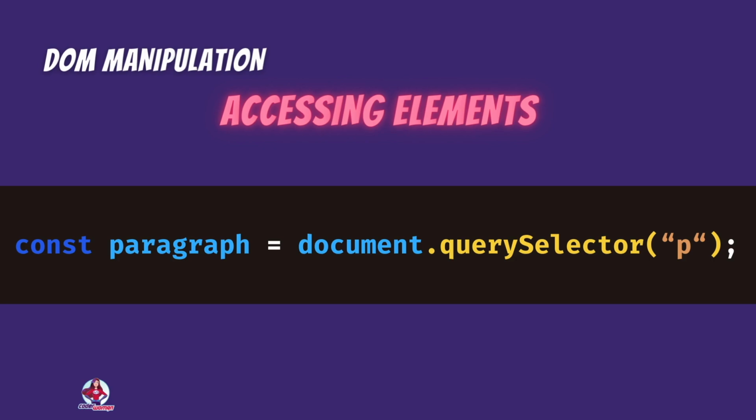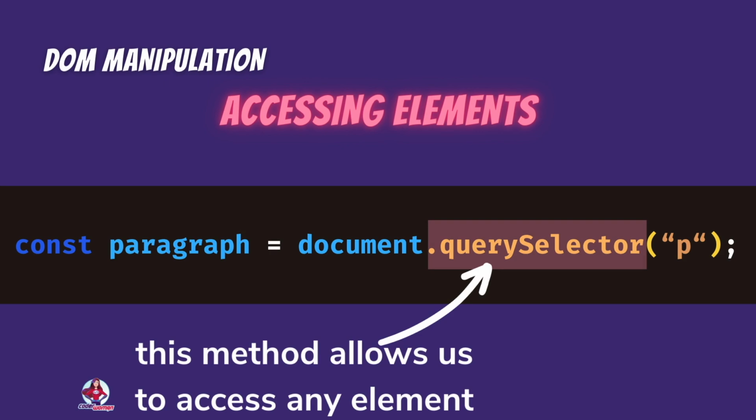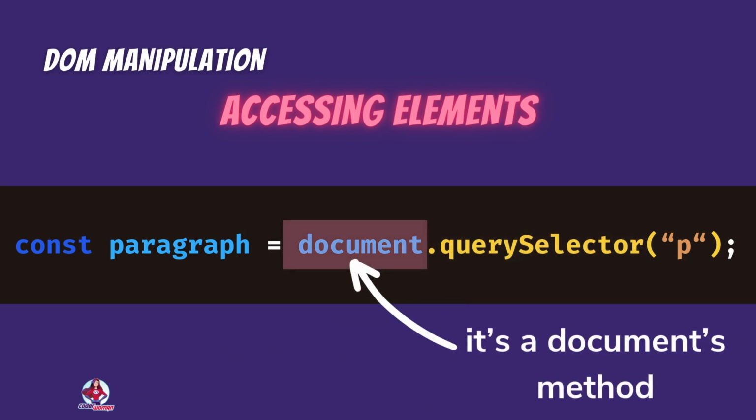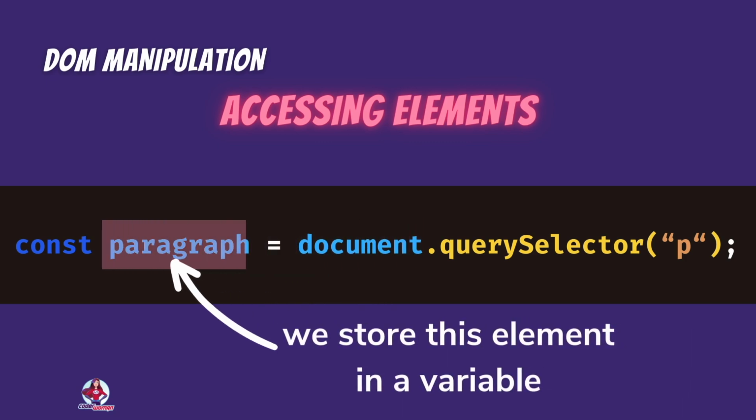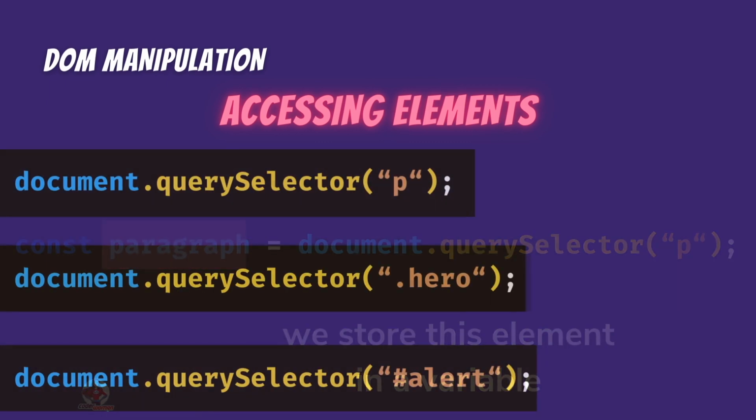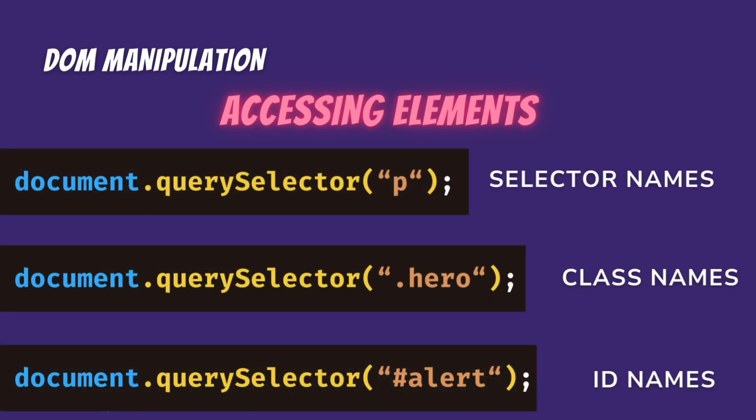To access a specific element on the page, we use the querySelector method. It's a method of the document object, so we need to include its name too. We also create a variable to store this element. We can use selector names, class names, and IDs to select a specific element. When we want to select an element by its ID, we need to start writing the ID with a hash, and when using a class, with a dot. The entire selector is written in quotes.